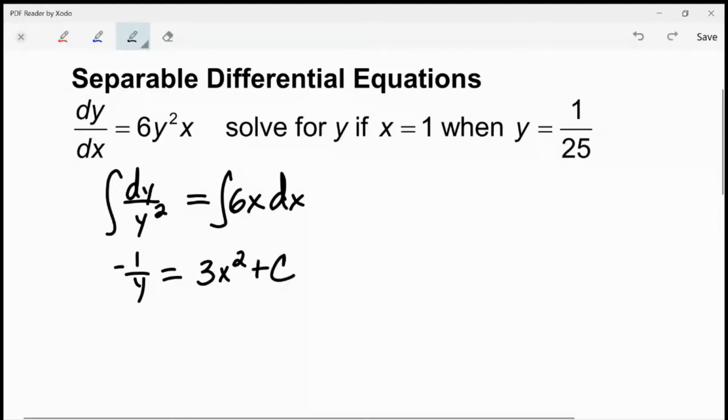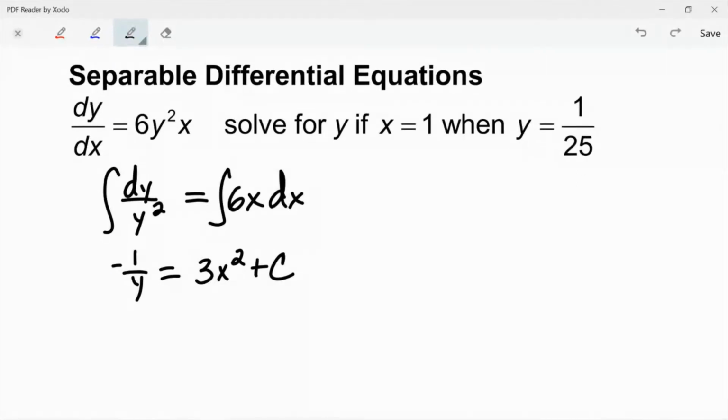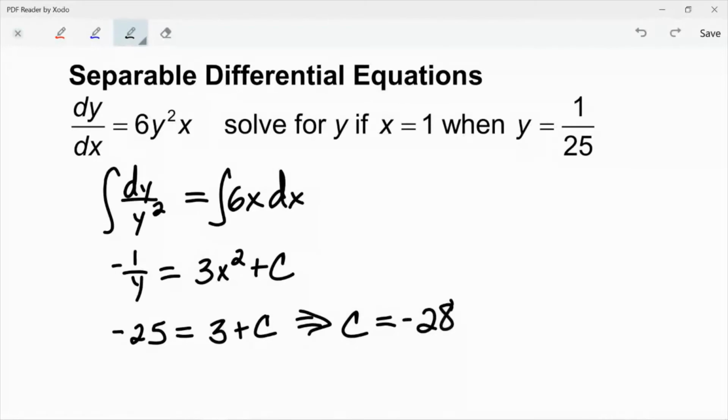Now, I've mentioned before, you can take your equation and solve for c anywhere you really want to. Here, since I have a y of 1/25, it probably makes sense to go ahead and plug it in now because it's going to simplify down really nicely. On the left side, I'll get negative 25, and that would be equal to 3 plus c. And from that, I can see that the value of c would be negative 28. Okay, so what I've got here is negative 1 over y is equal to 3x squared minus 28.